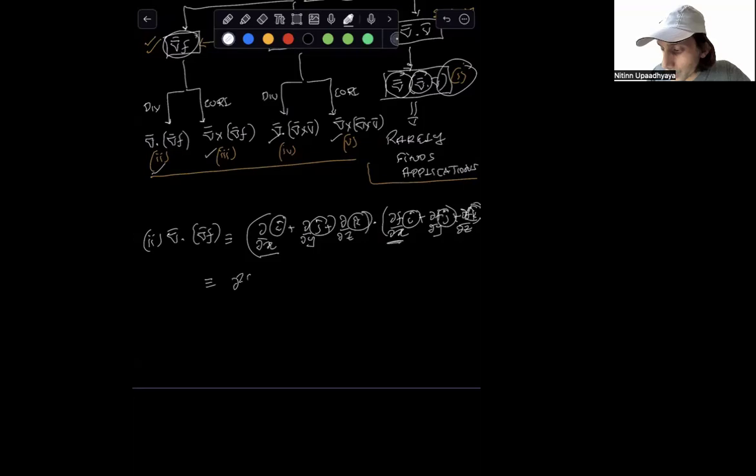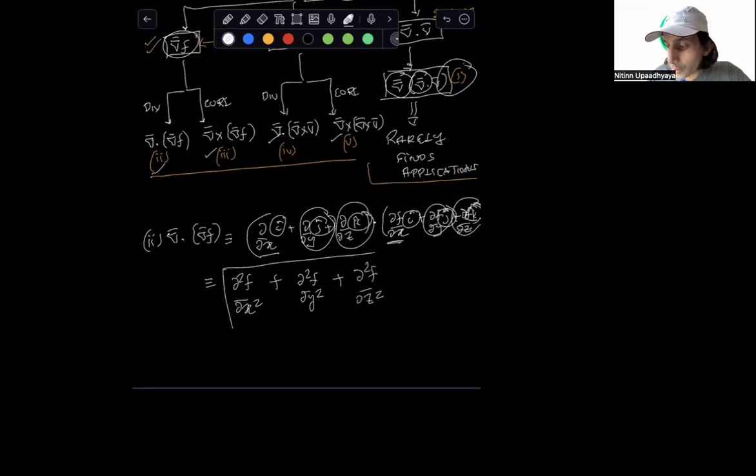So let's look at dotting this term with this term. And this gives us a new term, which is ∂²f/∂x². It's just the second partial derivative of the function f with respect to x. Plus, we'll get one term from dotting ∂/∂y with ∂f/∂y, and this gives us the second term, ∂²f/∂y². Plus, we dot these two terms and we obtain ∂²f/∂z².